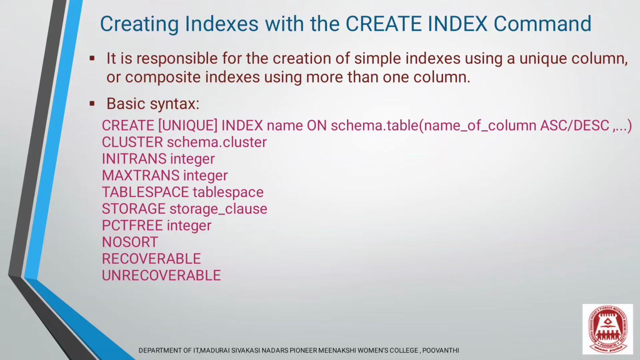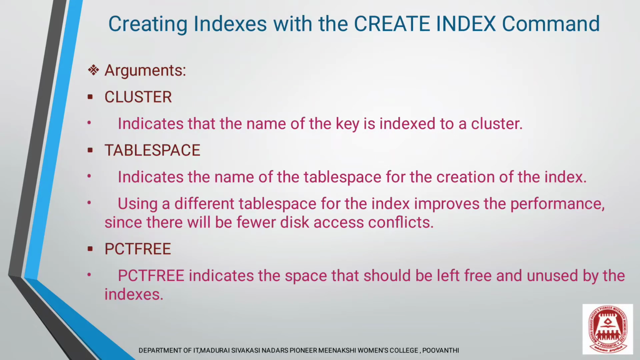So this is the syntax: CREATE, and UNIQUE. UNIQUE is optional, then the index name ON schema name dot table name, and the columns or the constraints are listed here. Then the following attributes are listed here: cluster, initial transaction, maximum transaction, table space, storage, PCT free, NOSORT, recoverable, unrecoverable. These are all attributes associated with the index. So this is the second method.